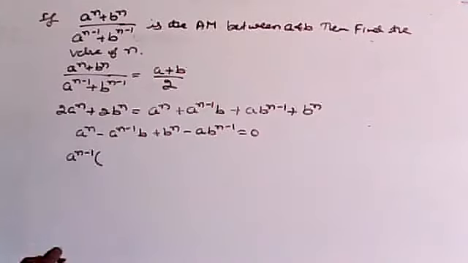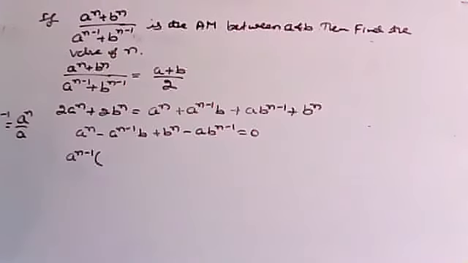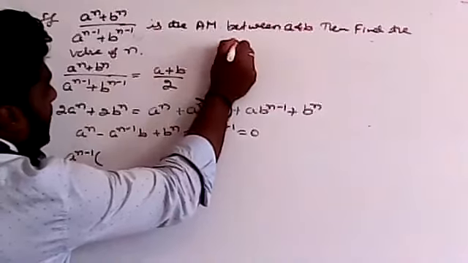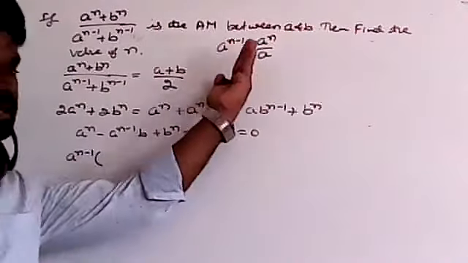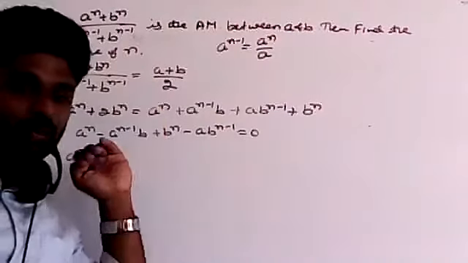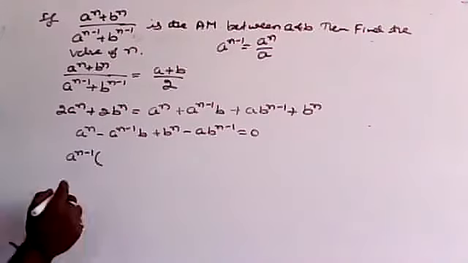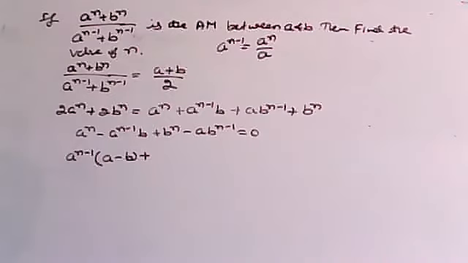See, if I take a^(n-1), it means what? a^n by a. Correct or not? Here I'm writing that one: a^(n-1) means a^n divided by a. When I am taking this one outside, it means I have to multiply the reverse of that one inside. Correct or not? Yes, Deepika, right answer. a minus b. Similarly, what should be common in this?